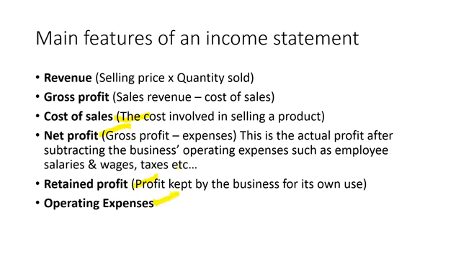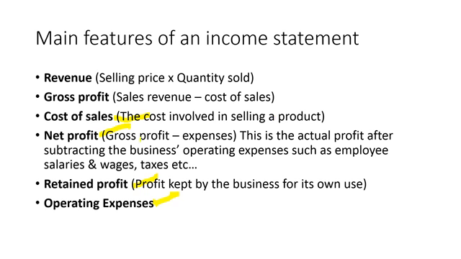Okay, the main features of income statements are revenue, gross profit, cost of sales, net profit, retained profit, operating expenses. You know what revenue is, don't you? It's selling price times quantity sold. We also know gross profit because we have covered it many times on previous videos. That's sales revenue take away cost of sales. Cost of sales is the cost involved in selling a product, so like promotion or handling, all that.